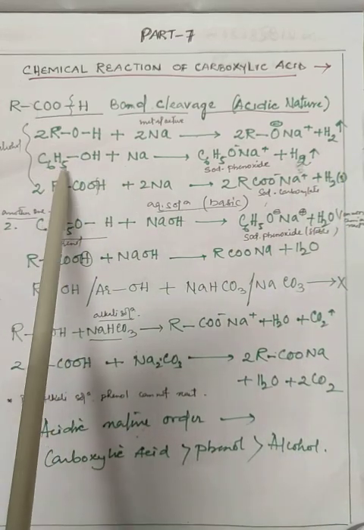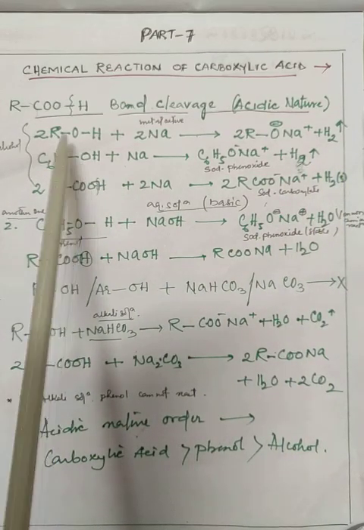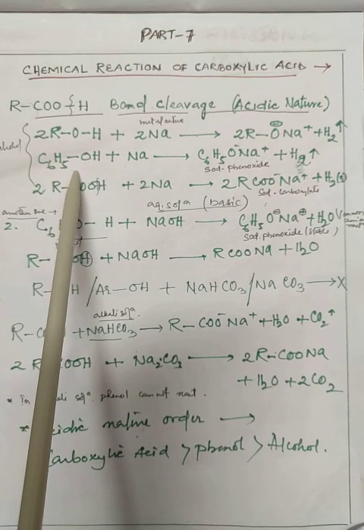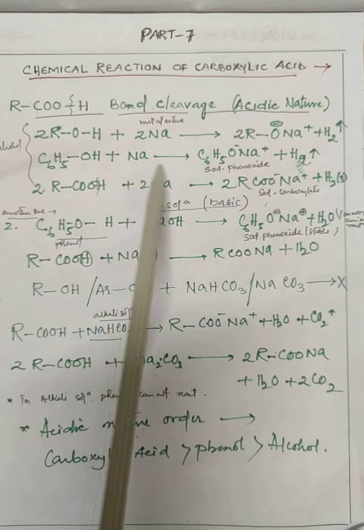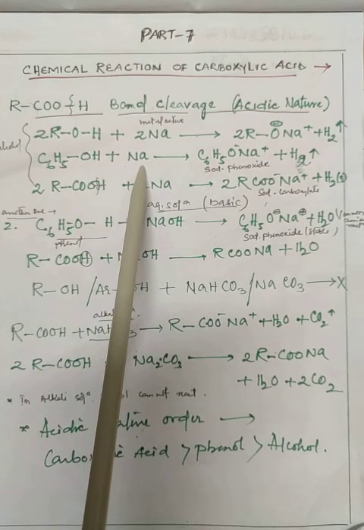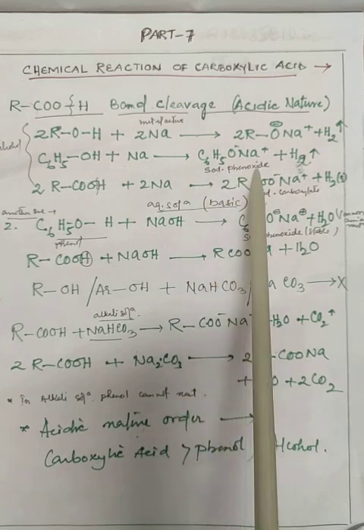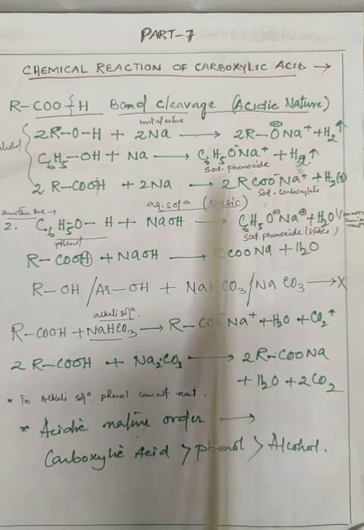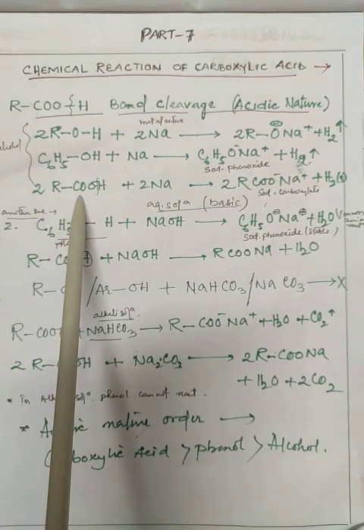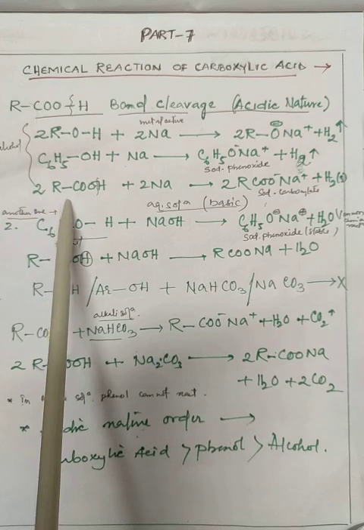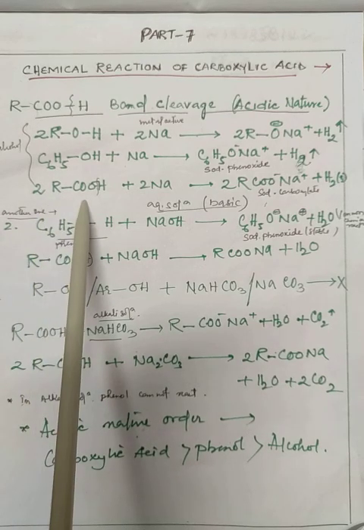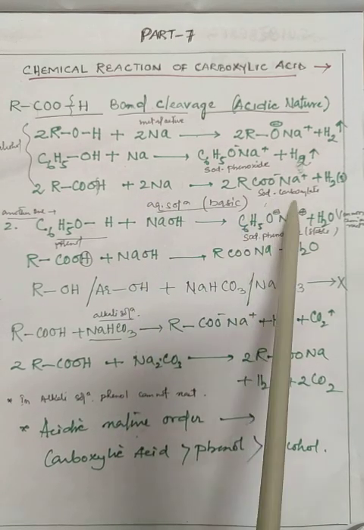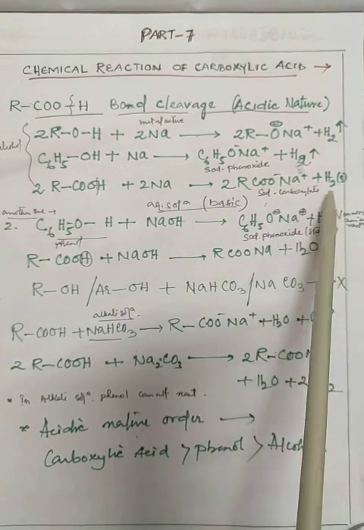Then another one, this is also an alcohol, an aromatic alcohol. This aromatic alcohol reacts with active sodium metal, and we get sodium phenoxide and hydrogen gas. Then this one is a carboxylic acid. Here we take 2 moles of carboxylic acid with 2 sodium metal, and we get sodium carboxylate along with hydrogen gas.